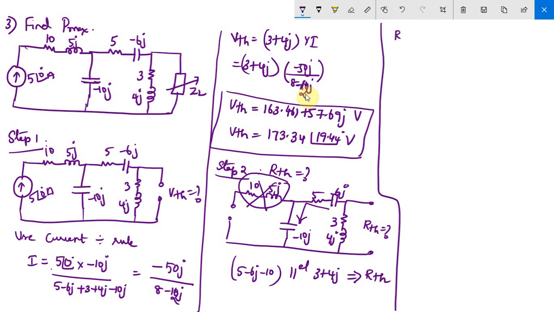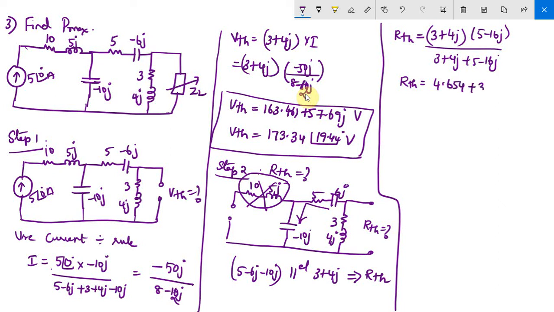Now what is RTH then? RTH will be equal to 3 plus 4J into 5 minus 16J divided by 3 plus 4J plus 5 minus 16J. So RTH is equal to 4.654 plus 3.48J ohm, which is the Thevenin's resistance. It is also equal to ZTH, which is the Thevenin's impedance.